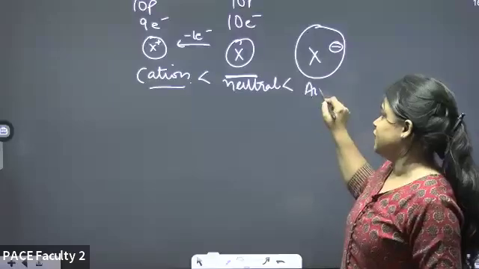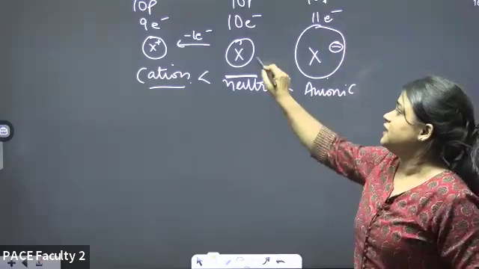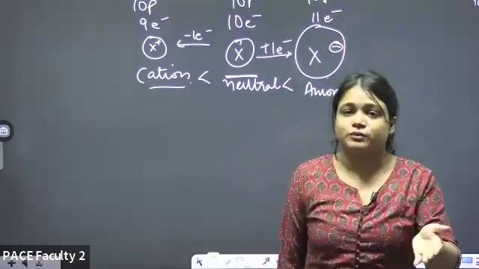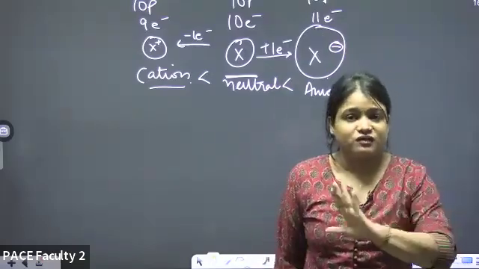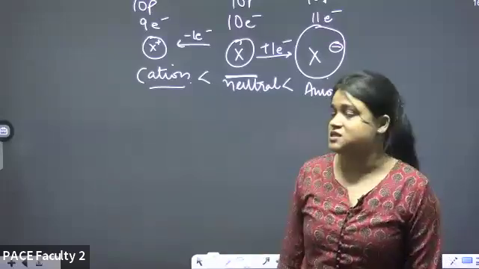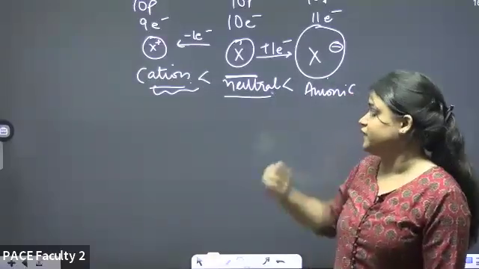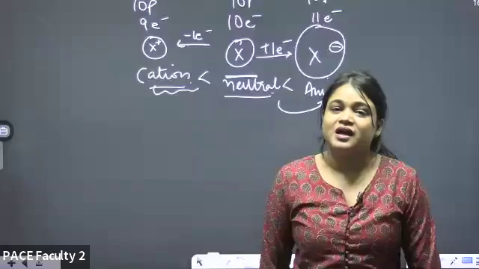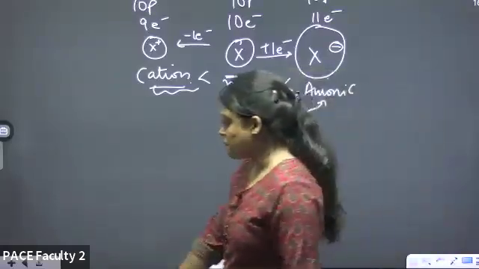In case of anion, what happens is that you again have 10 protons, but now you have 11 electrons. Now for each proton, there is more than one electron present. That is why the effective nuclear charge is not very strong. This leads to a greater size. So always cations have smaller size than their corresponding neutral atoms, which have further smaller size than their corresponding anionic atoms. Now let's, ready everybody?